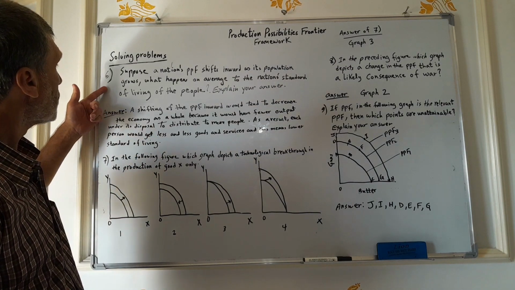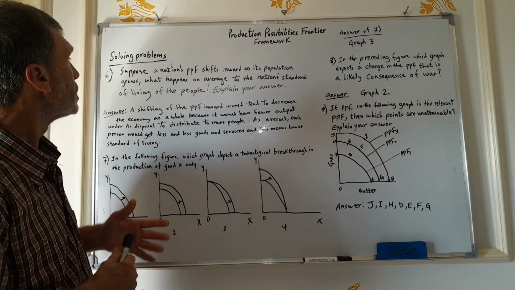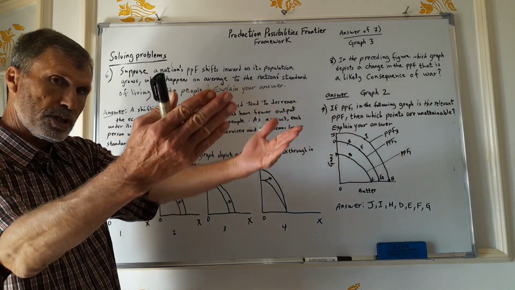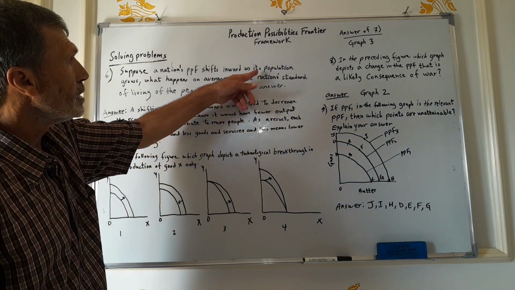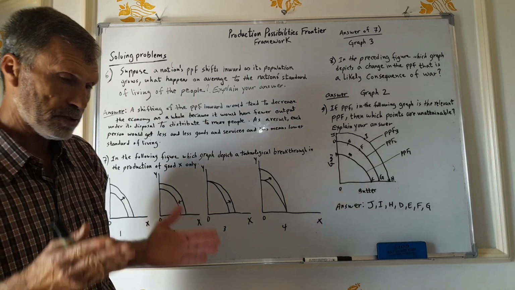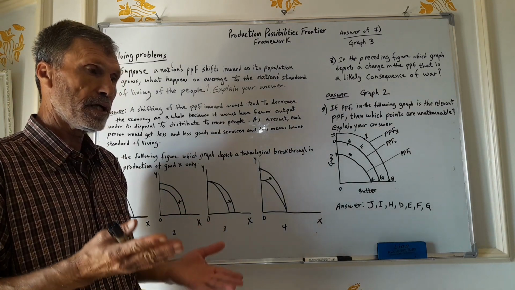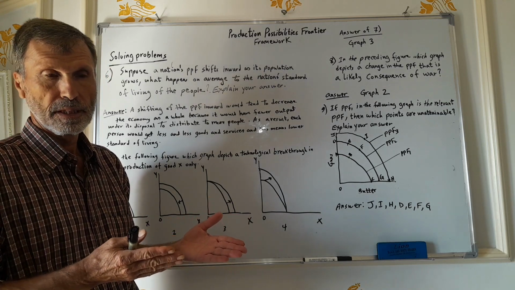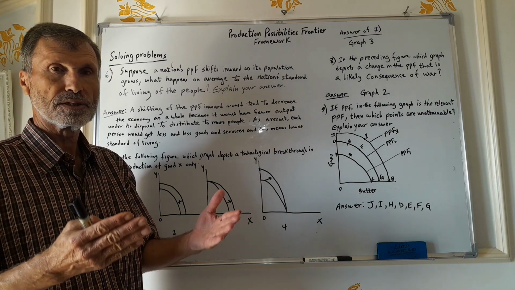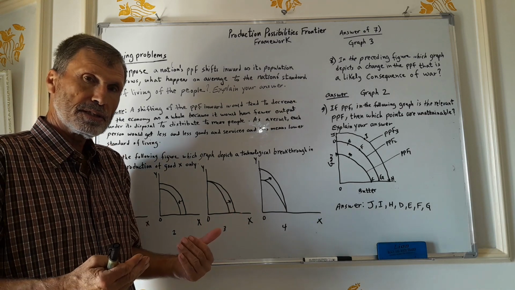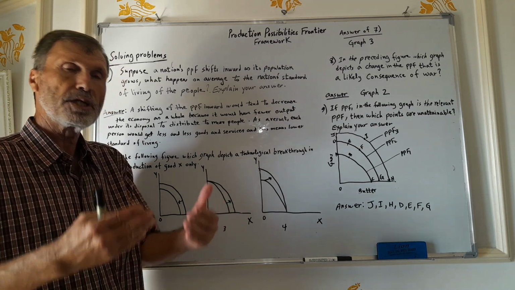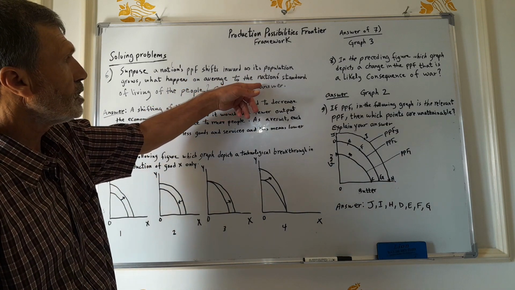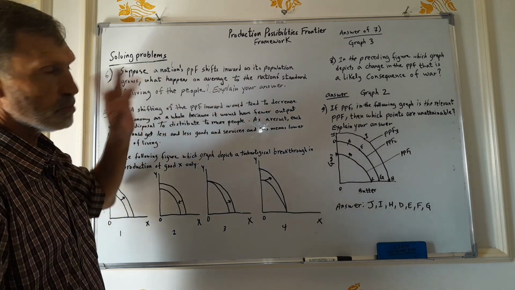We start with problem number 6. Actually, it's a question. Suppose a nation's PPF shifts inward, not outward, inward, as its population grows. So here we see something opposite to the other. The nation's production decreases, however, the nation's population increases. So what happens on average to the nation's standard of living of the people?